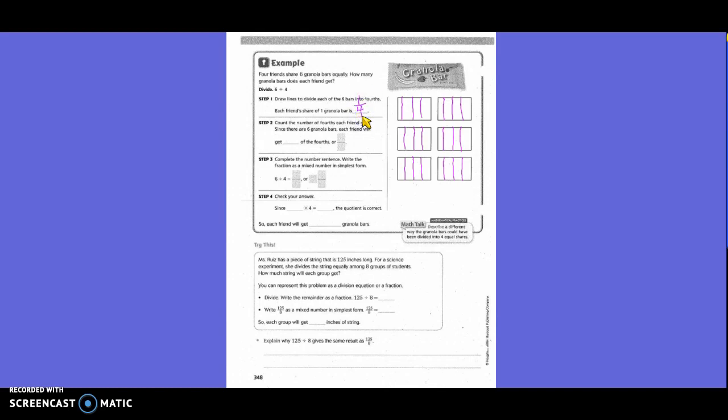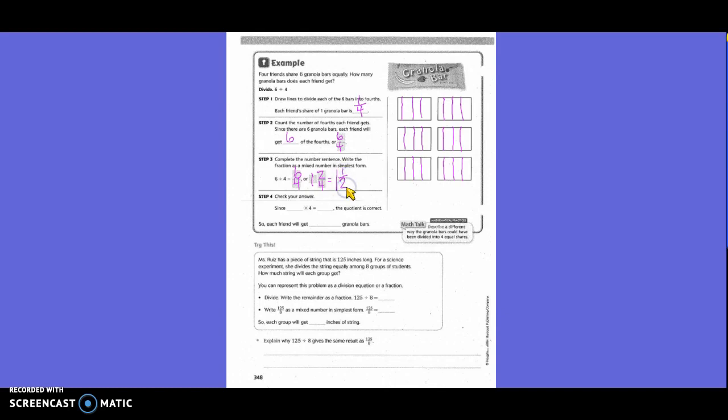Count the number of 4s each friend gets. Since there are 6 granola bars, each friend will get how many? How many friends are there, guys? 6, right? So they'll get 6 of the 4s. Complete the number sentence. Write the fraction as a mixed number in simplest form. So 6 divided by 4 we found out was 6 4s. And what is that simplified? 1 and 2 4s, which is also 1 and 1/2.